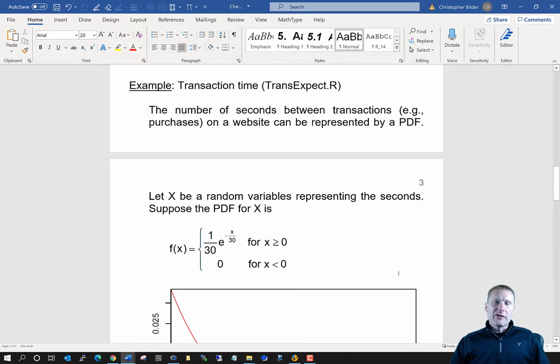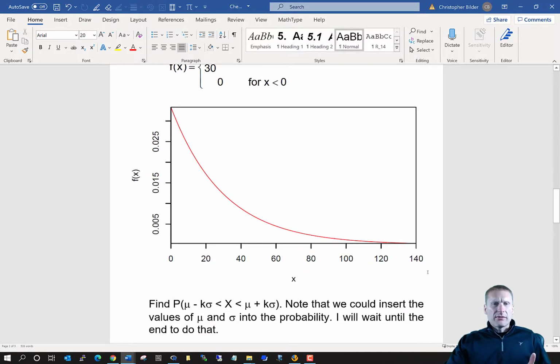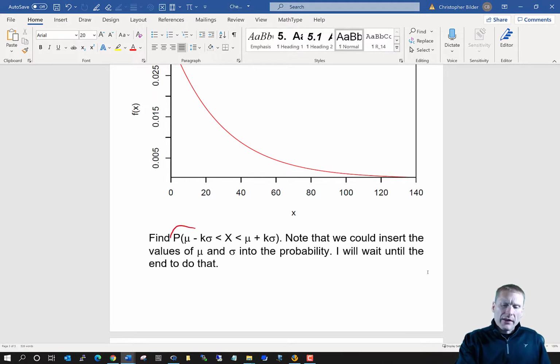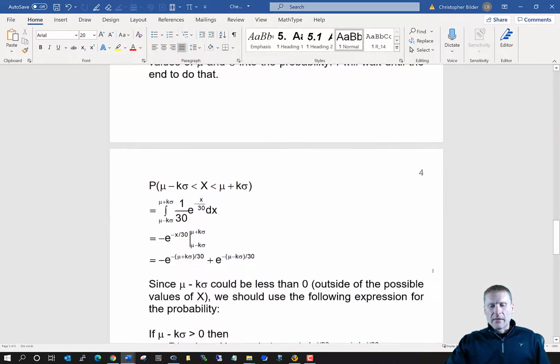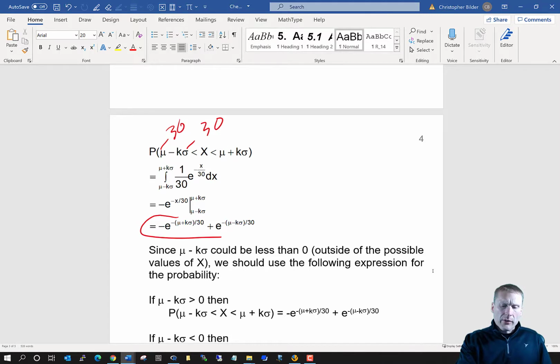So let's look at an application of Chebyshev's rule once again, but now with respect to the transaction time. Here's what the PDF looked like again. Let's find the probability that the random variable x is k standard deviations lower than mu and k standard deviations above mu, the mean. One can go through the formal integration to do that. We do know that mu is 30 and sigma is 30. I'm just writing that in a more general sense. And one can go through the integration, and this is what we end up getting.